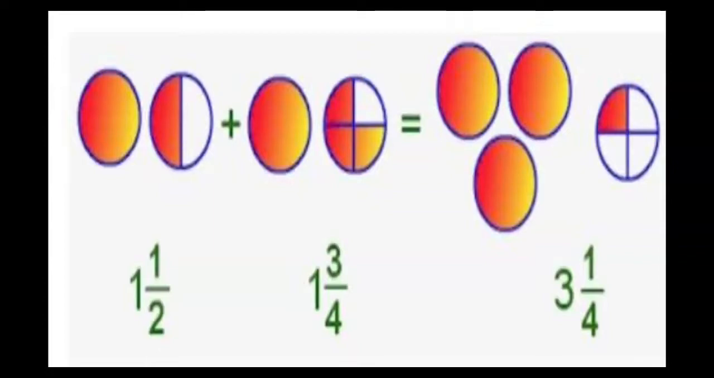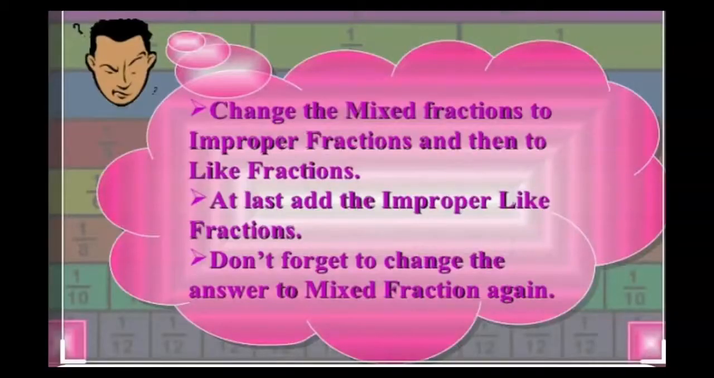Now solving mathematically, you have to follow certain rules. Whenever you have mixed fractions, you have to change them into improper fractions and then to like fractions. Just as I said, like fractions are very important for adding or subtracting. Then at last add the improper like fractions, and at the end, don't forget to change the answer to a mixed fraction again. So the answer should always be in the form of a mixed fraction.